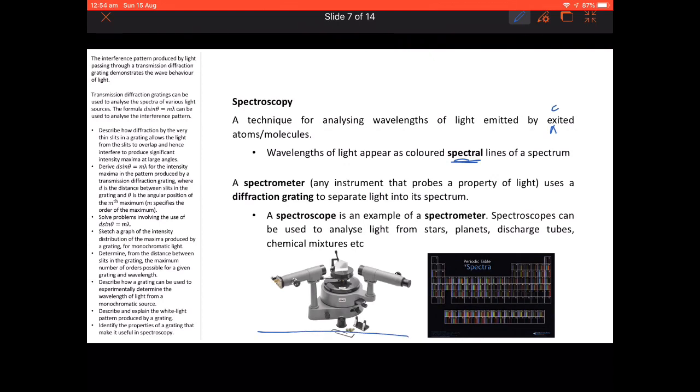This is an example here of what a spectroscope might look like, and this is a periodic table of spectra. So these are the spectral lines that each element emits, or the electrons of each element emit when they're going from their excited state back to their non-excited state.